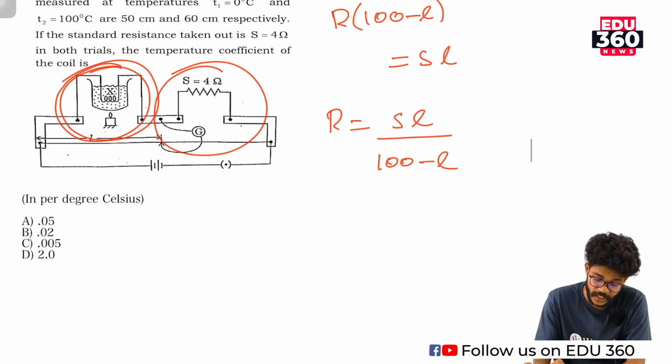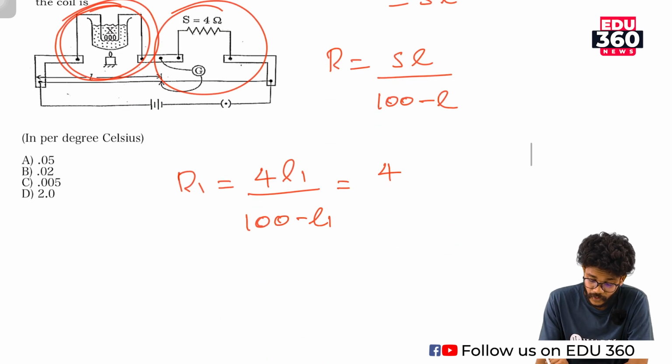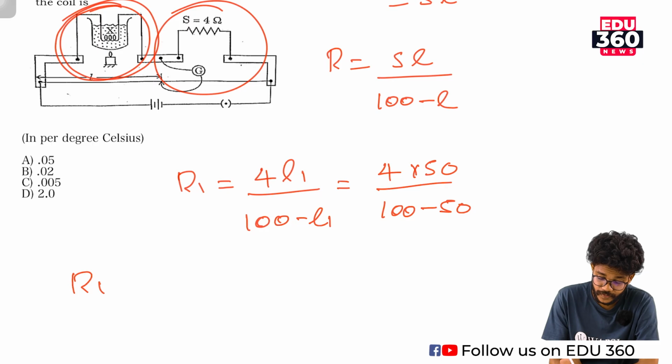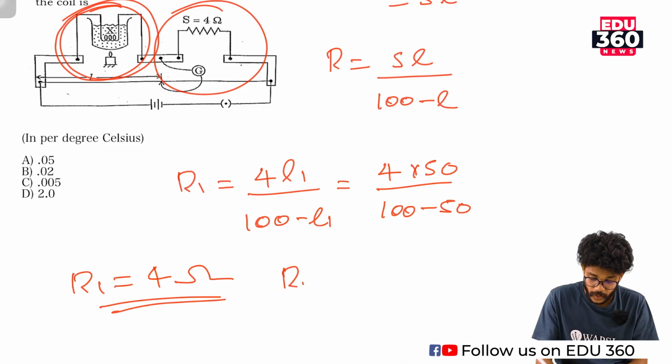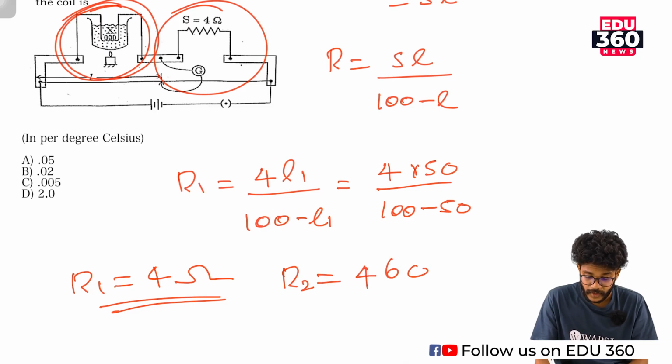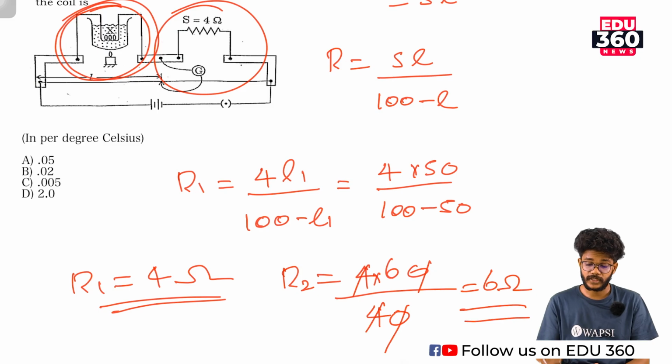What is S in here? Already S is 4. So R1 is equal to 4 into L1 by 100 minus L1, which is equal to, first balancing point is 50, 4 into 50 divided by 100 minus 50, which is R1 equal to 50 by 50 is 1. So R1 is equal to 4 ohm. In the first case R1 is 4 ohm, and R2 is equal to 4 into L2, L2 is 60, divided by 100 minus L2 which is 40. So 4 and 4 is cut, 0 and 0 is getting cancelled. So R2 is equal to 6 ohm. So R1 is 4 ohm and R2 is 6 ohm.